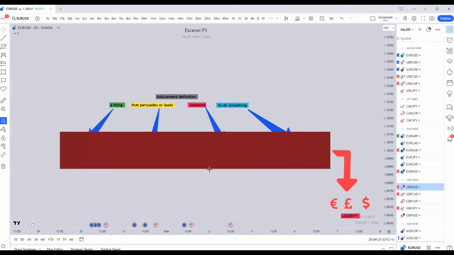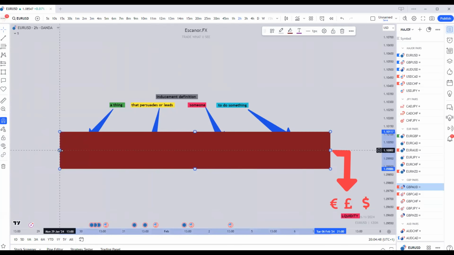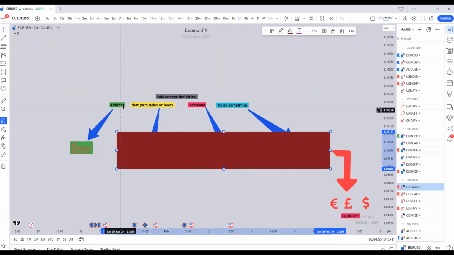Like we said, it's a thing that produces or leads someone to do something. We're going to go through every part of that definition to identify what that thing is that produces or leads, who the someone is, and what the thing is that they lead us to do. We'll start from this point. It's a thing, and that thing in trading is market makers, institutionals, or the big players.